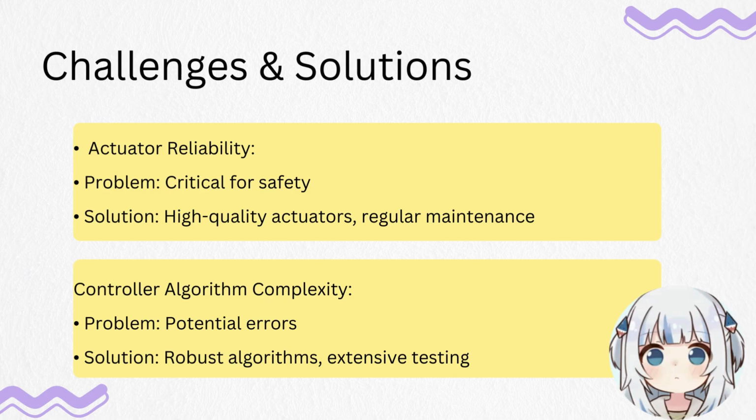The complexity of the controller algorithm poses another challenge. Efficiently processing multiple inputs and outputs can be complicated and prone to errors. To overcome this, developing robust control algorithms with fail-safe and redundancy is crucial. Extensive simulation and testing under various scenarios can help validate these algorithms, ensuring their robustness.